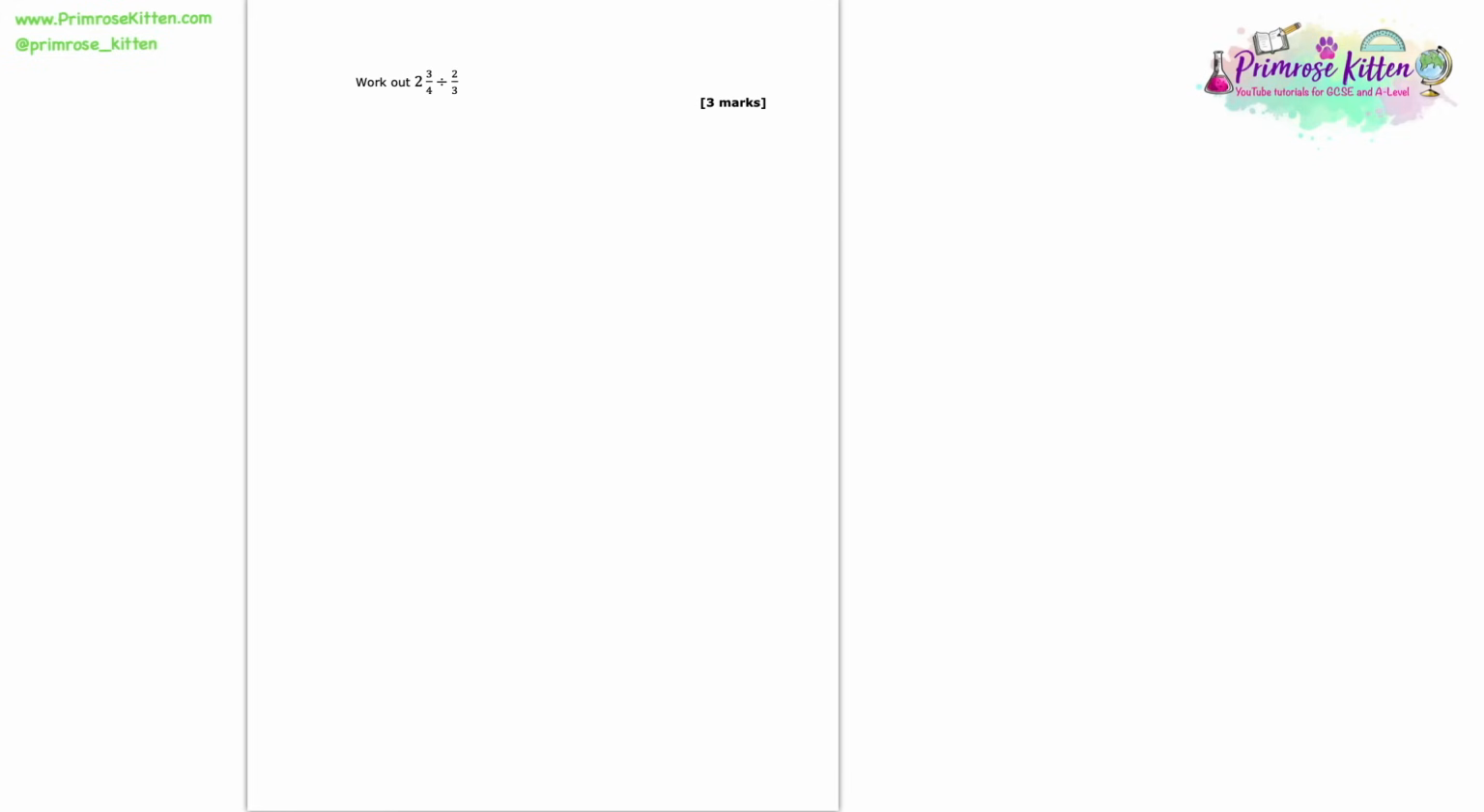So here we're asked to work out 2 3/4 divided by 2/3. Now this question here is about division of fractions. And when we divide fractions, we must remember the KFC rule.